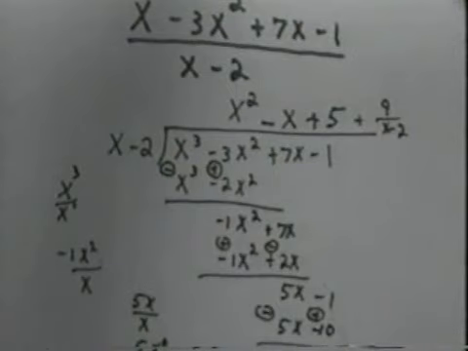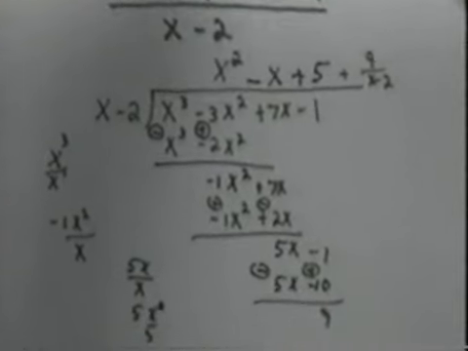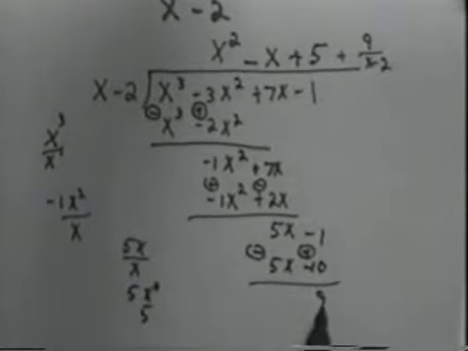Divide, multiply, subtract, bring down. Divide, multiply, subtract, bring down. Just keep doing the sequence over until you have something that is of smaller degree than the first term in your divisor.